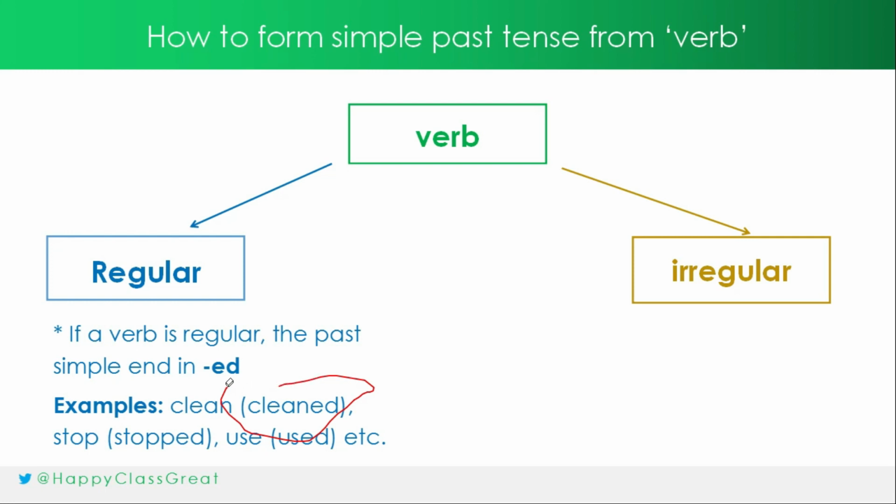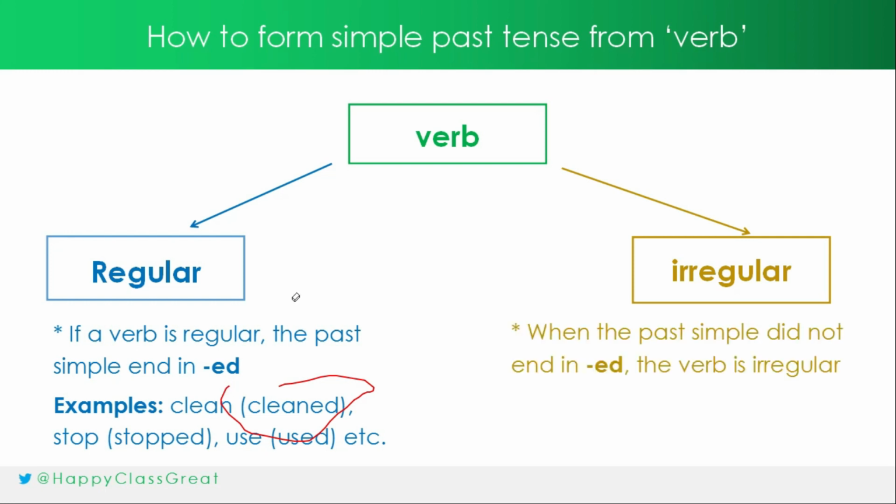Now talking about the irregular verbs. When the past simple does not end in ed, the verb is irregular. Like tell: the simple past of tell is told, the simple past of spill is spilt, and the simple past of become is became. So we have to keep in mind that we have two types of verbs here. Verbs can be classified in many ways, but we are not discussing that here.